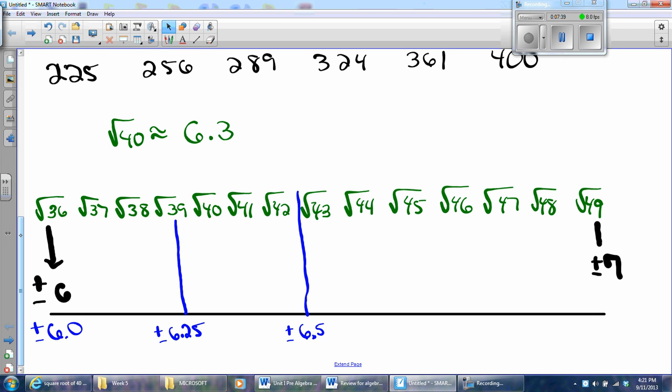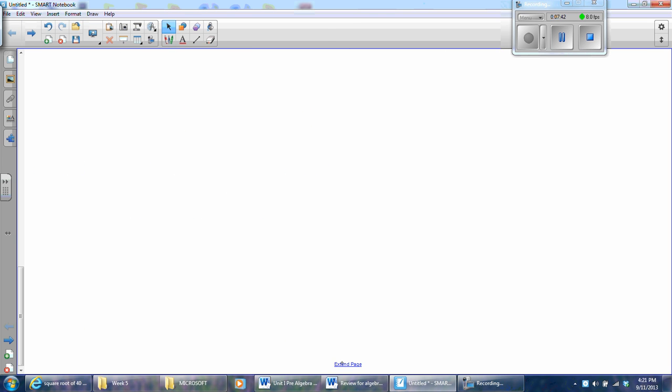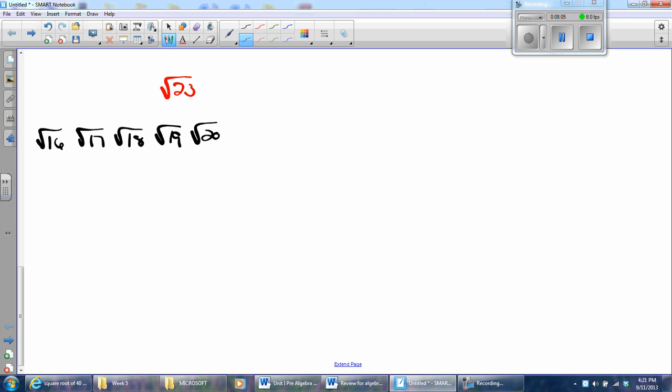Okay, let's try another one just so we have an idea what's going on. Let's say I want to estimate the square root of 23. Well, I have to think to myself, what two perfect squares is that between? Well, 16 would be the lower bound, and then 17, 18, 19, 20, 21, 22, 23, 24, and the square root of 25.